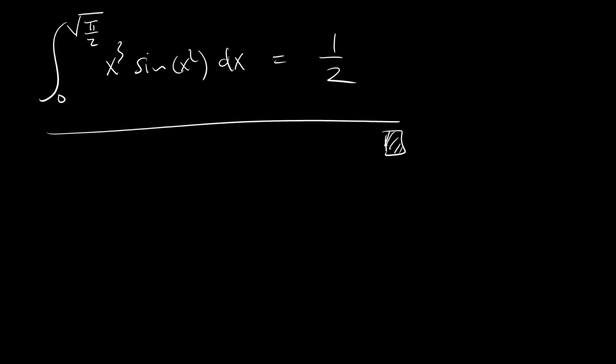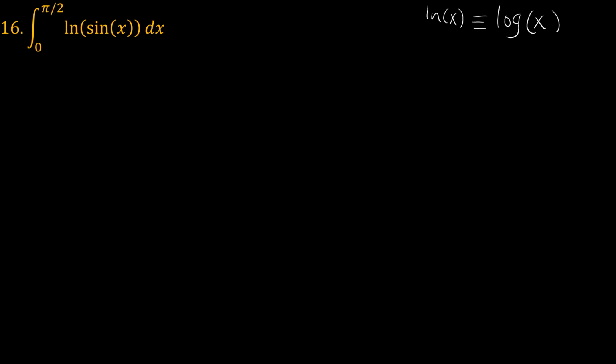Okay. Problem number 16 is actually very interesting. The definite integral from x equals 0 to x equals pi over 2 of the natural logarithm of sine x. Now, from the very go, I like to just state that, yes, some people like to write natural logarithm as ln of x. In this instance, I'm going to say that's the same as log of x. So that is where I'm going to start from, just so that we're on the same page.